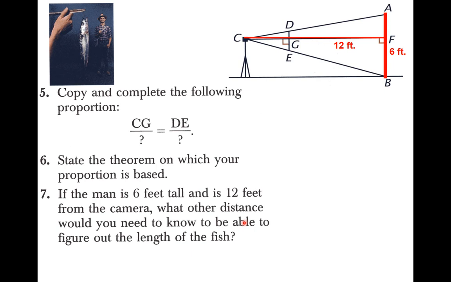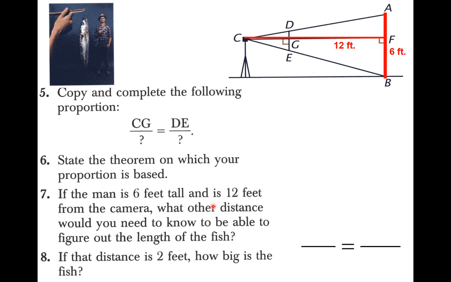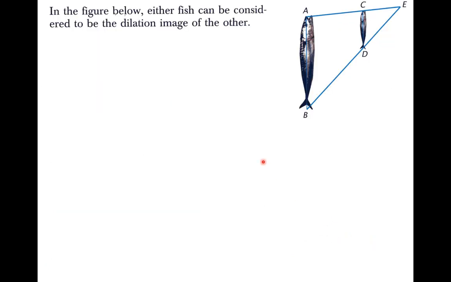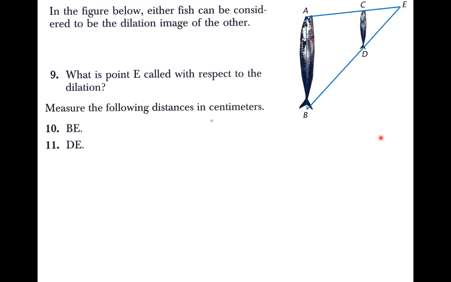So make yourself a proportion here. Plug in those numbers. Plug in the 2 and figure out how big that fish is. So there's your proportion. Plug them in. So now here we've got 2 fish in a dilation transformation. Point E, remember what that's called.